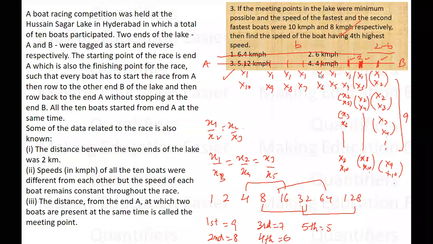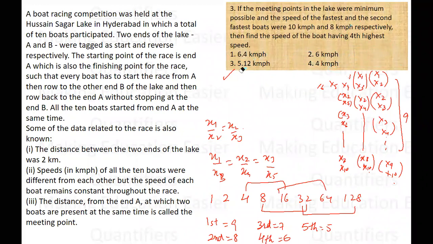Now, in this question, it says that if the meeting points in the lake were minimum possible, again 9, and the speeds of the fastest and the second fastest boat are 10 and 8 km/h respectively, find the speed of the boat having the fourth highest speed. Now, if the meeting points are minimum possible, then we know that the ratio of x1 and x2, the fastest and the second fastest, is the same as the second fastest and the third fastest, equal to the third fastest and fourth fastest. We proved that right here.